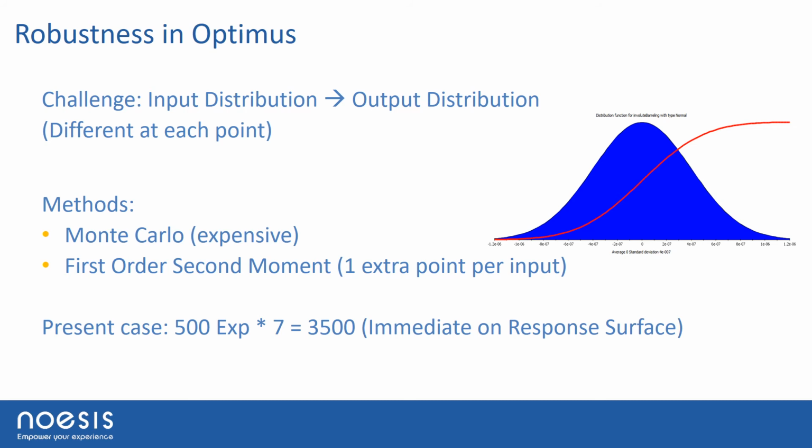So if you do a Monte Carlo, which is very expensive, you can do that on the response surface, then you're good. Another way to do it is to use the first order second moment method, which is a specific method used in Optimus that uses the gradient at a certain point to evaluate the robustness of this point.